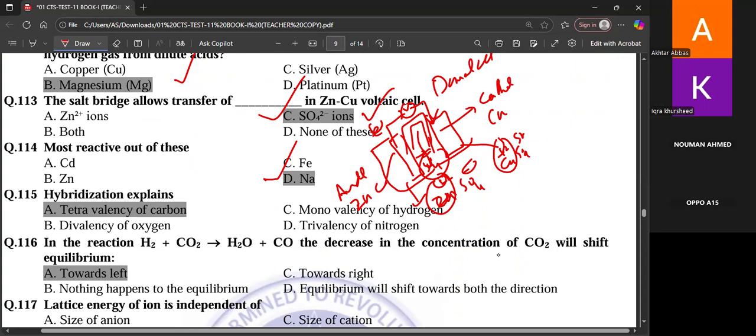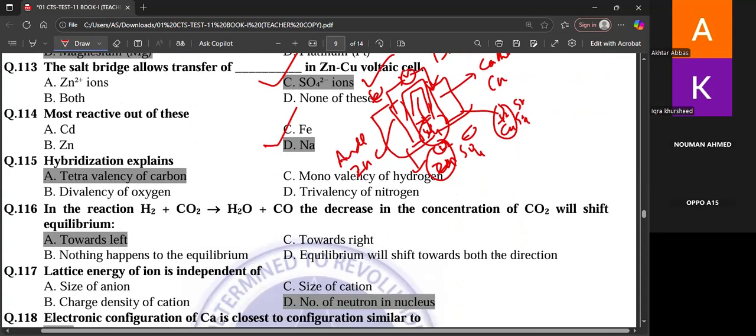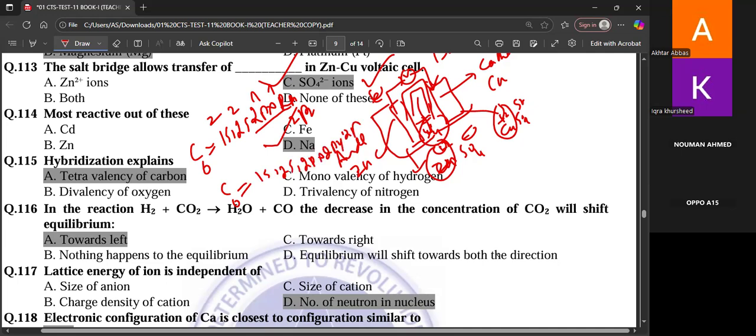Hybridization explains the tetravalency of the carbon atom. How is it possible? You know that the electronic configuration of carbon is 1s², 2s², 2px¹, 2py¹, and 2pz⁰. So it shows that carbon is divalent, but carbon is tetravalent because carbon forms four bonds. So we can say that the hybrid state of the carbon is 1s, 2s, 2px, 2py, and 2pz.